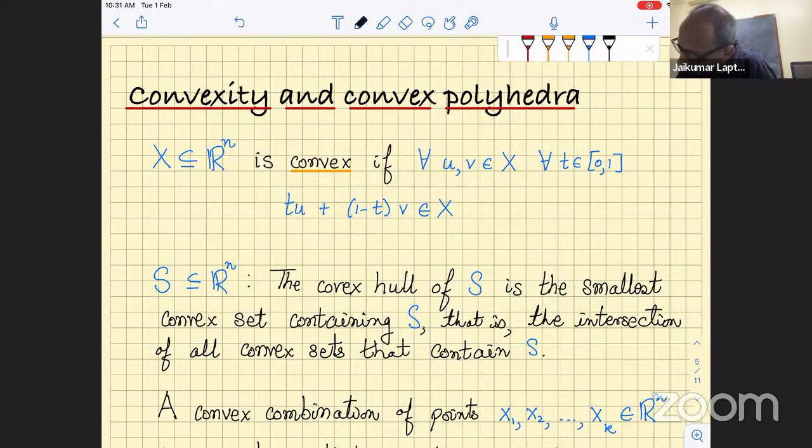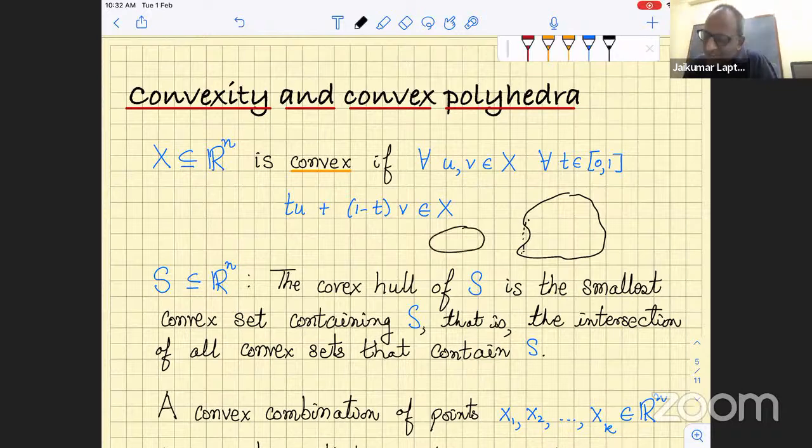So here it may be that there are these 2 points, and if you look at the line joining them, it sort of leaves this set. So this set is not convex, and I hope this set is convex. Okay, so you understand.